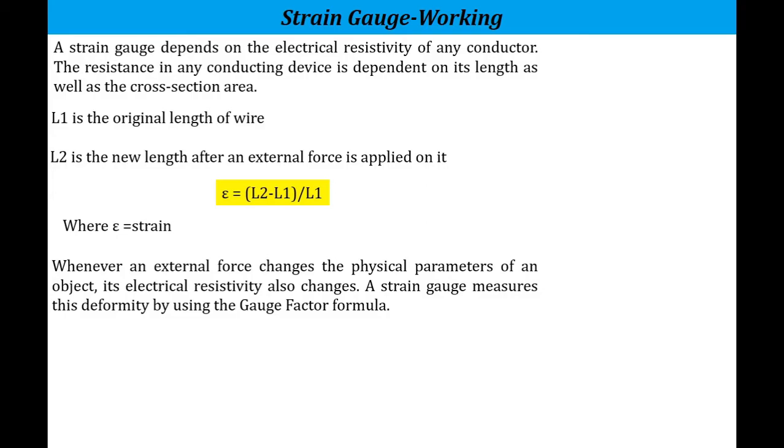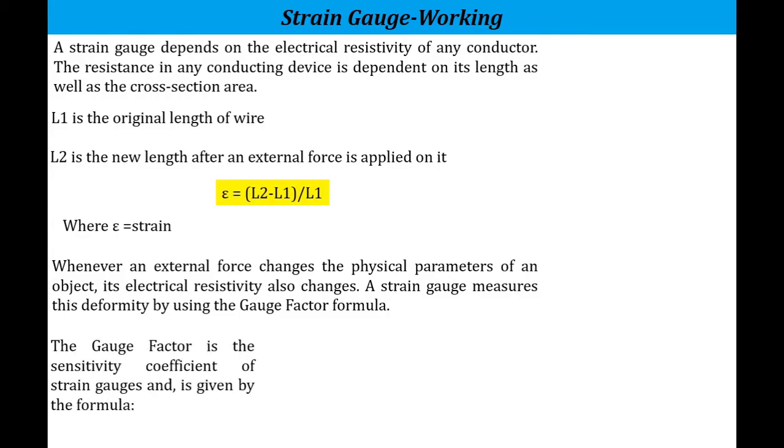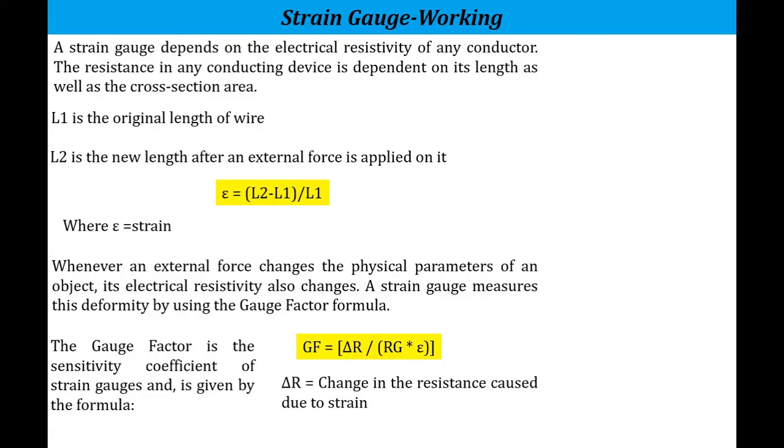A strain gauge measures this deformity with the help of a gauge factor formula. So the gauge factor formula is the sensitivity coefficient of a strain gauge, and it is given by the formula GF equal to delta R divided by Rg into epsilon, where delta R is nothing but the change in the resistance caused because of a strain, and Rg is nothing but the resistance of the undeformed gauge.